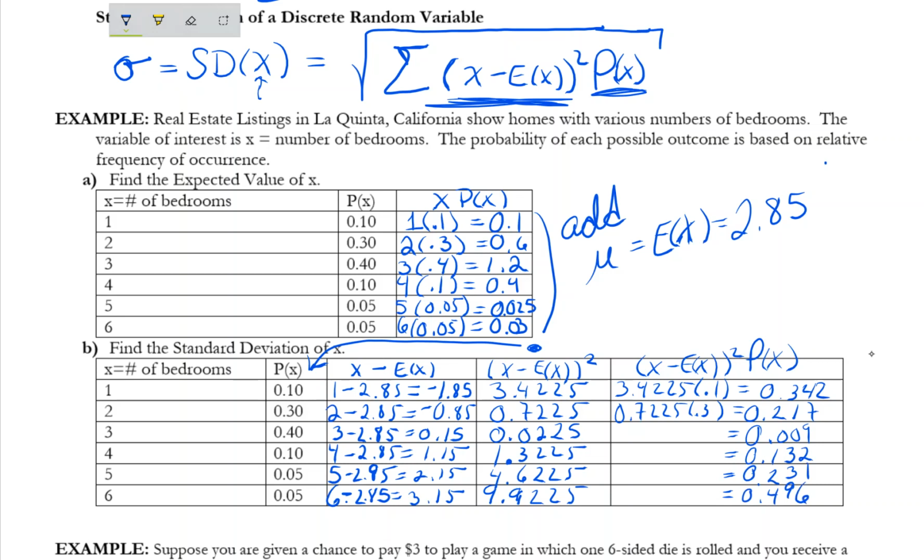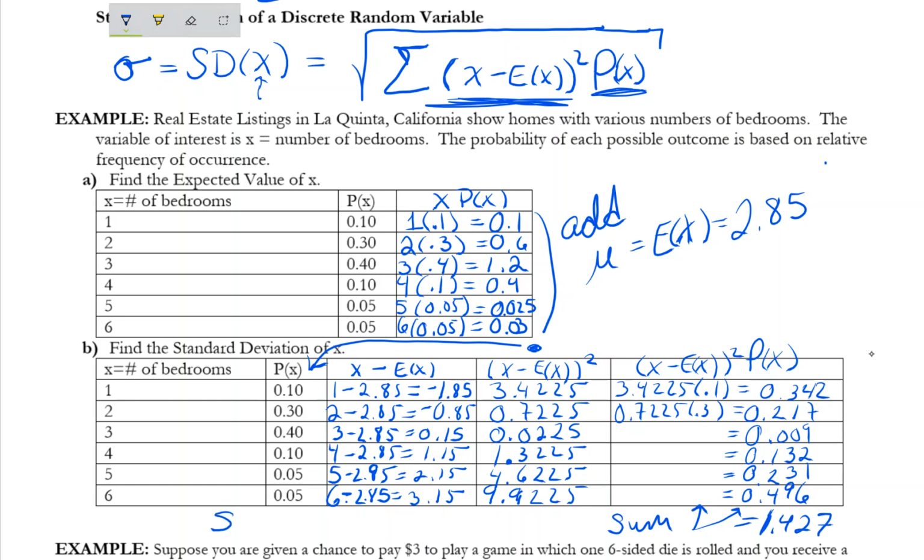So then what I got to do is I got to do the sum of this column. So you're going to add all these guys up. When you do that, you get 1.427. I encourage you to pause the video and double check that you get this when you calculate it, just to convince yourself you do know what you're doing.